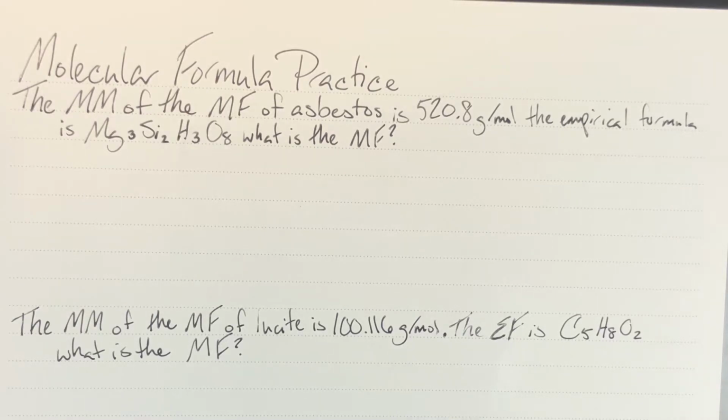We're going to be practicing going from empirical formula to molecular formula. So this very first problem says the molar mass of the molecular formula of asbestos is 520.8 grams per mole, and my empirical formula is going to be Mg3Si2H3O8. Then it says what is the molecular formula.